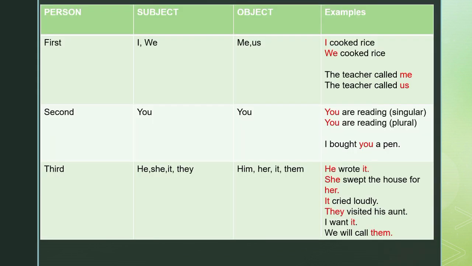Now, these personal pronouns also exist both in singular and plural form. For example, we have said in the first person, we use I, and that is if it is one person. If it's more than one person, then we say we. In the subjective case, for example, I cooked rice.